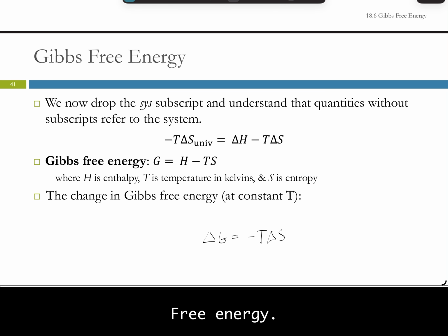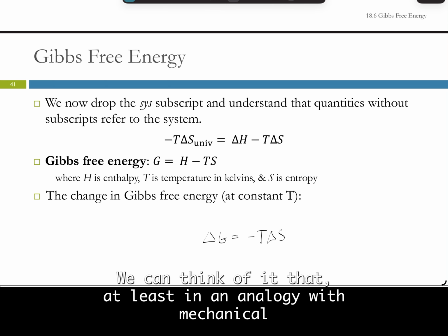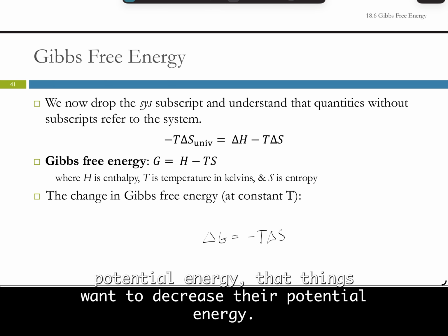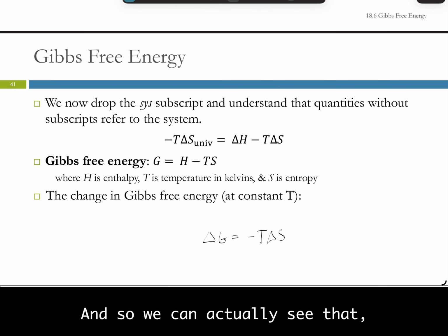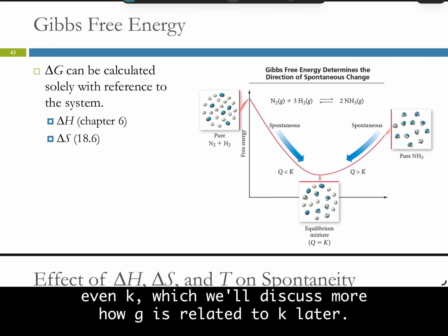All right, so Gibbs free energy. What is Gibbs free energy? What does it represent? Yeah, chemical potential energy, essentially. We can think of it that way, in analogy with mechanical potential energy, that things want to decrease their potential energy. And we can actually see that as a function of even K, which we'll discuss more later, how G is related to K.